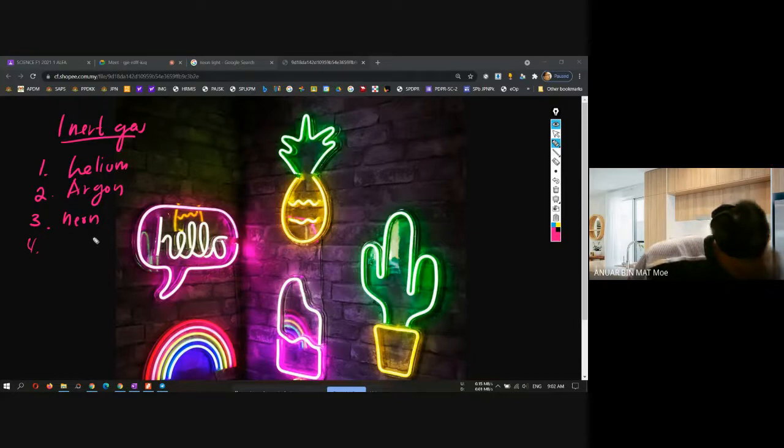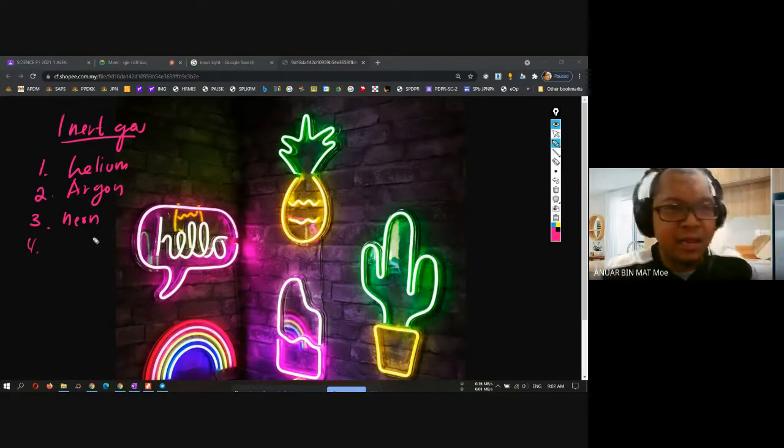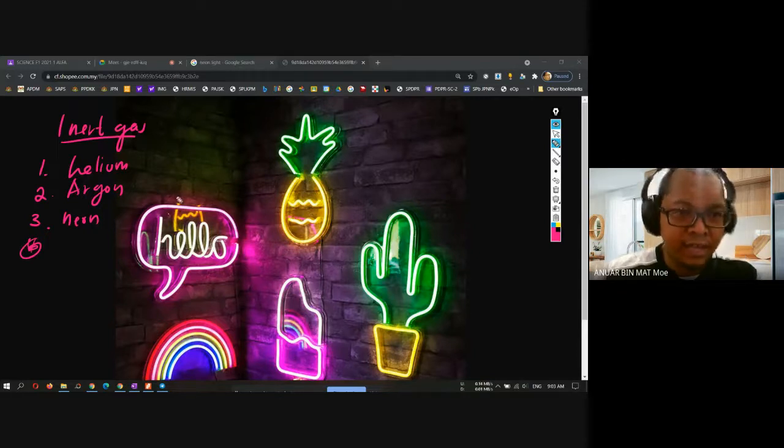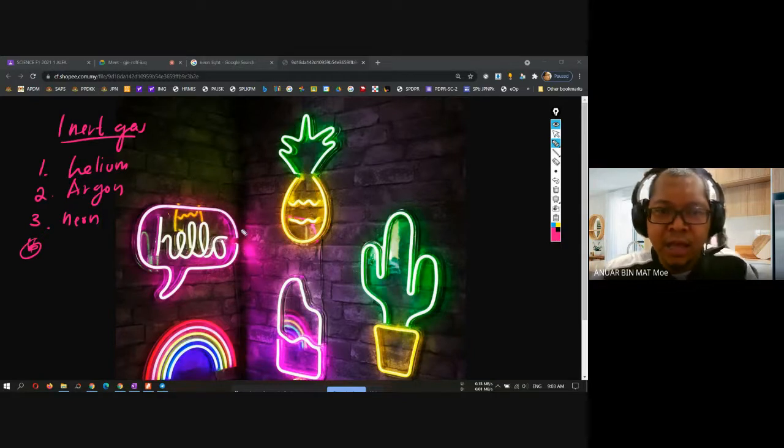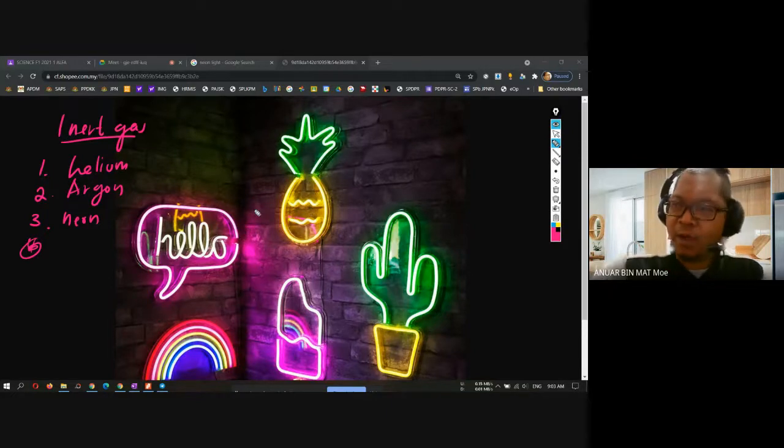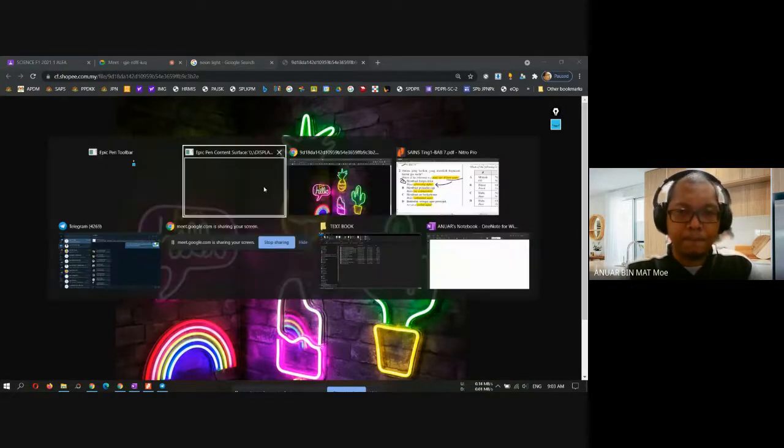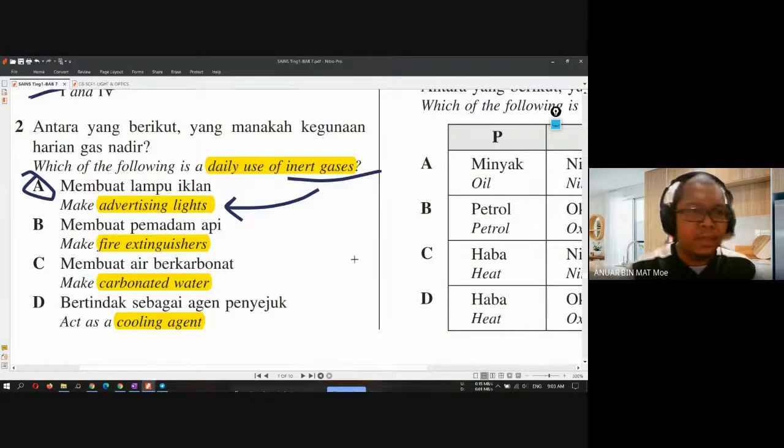Helium, neon, argon. Okay, right. So this is inert gas, and the usage of inert gas: they fill the tube with the inert gas and then it will give what we call a specific light. This is what we call inert gas, class. Okay, good. Answer number two is A.